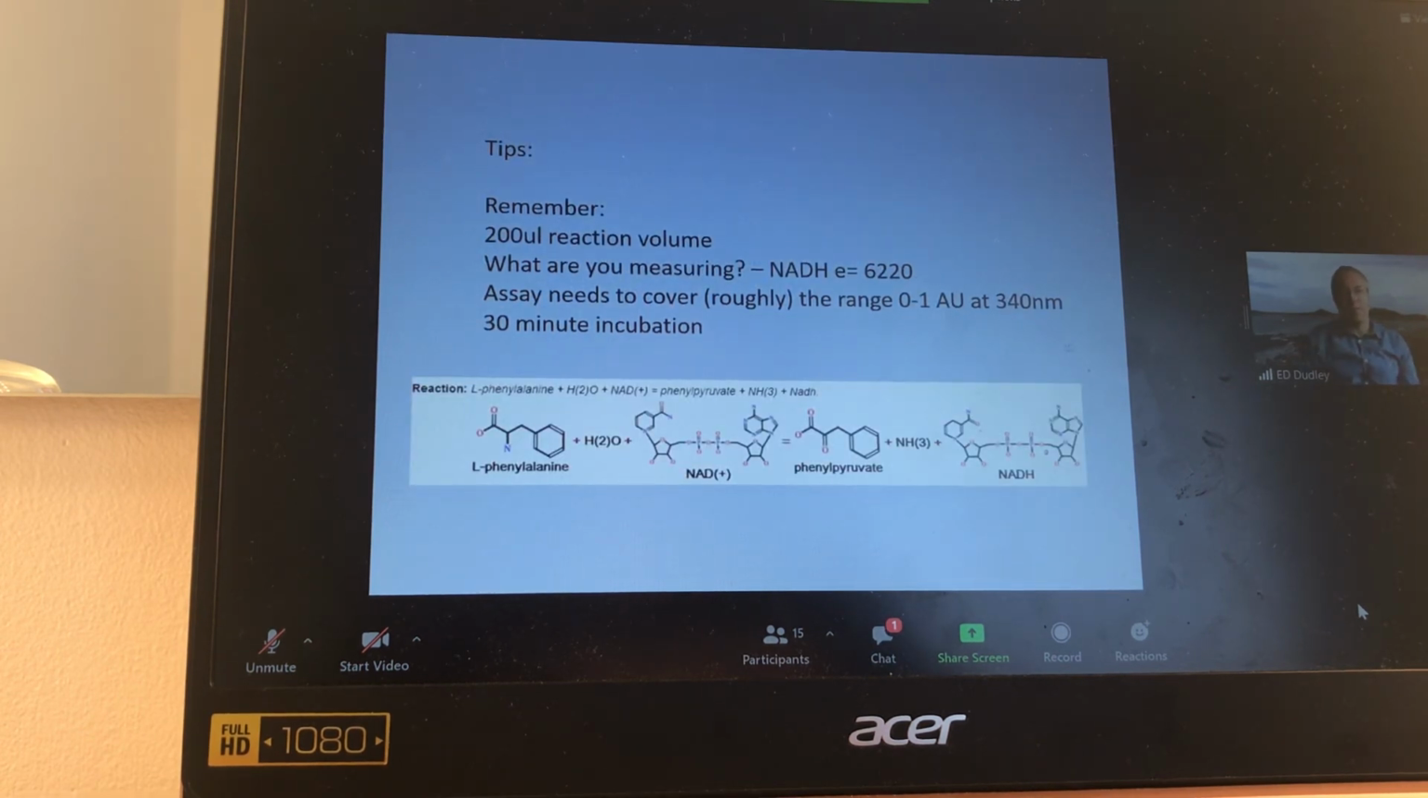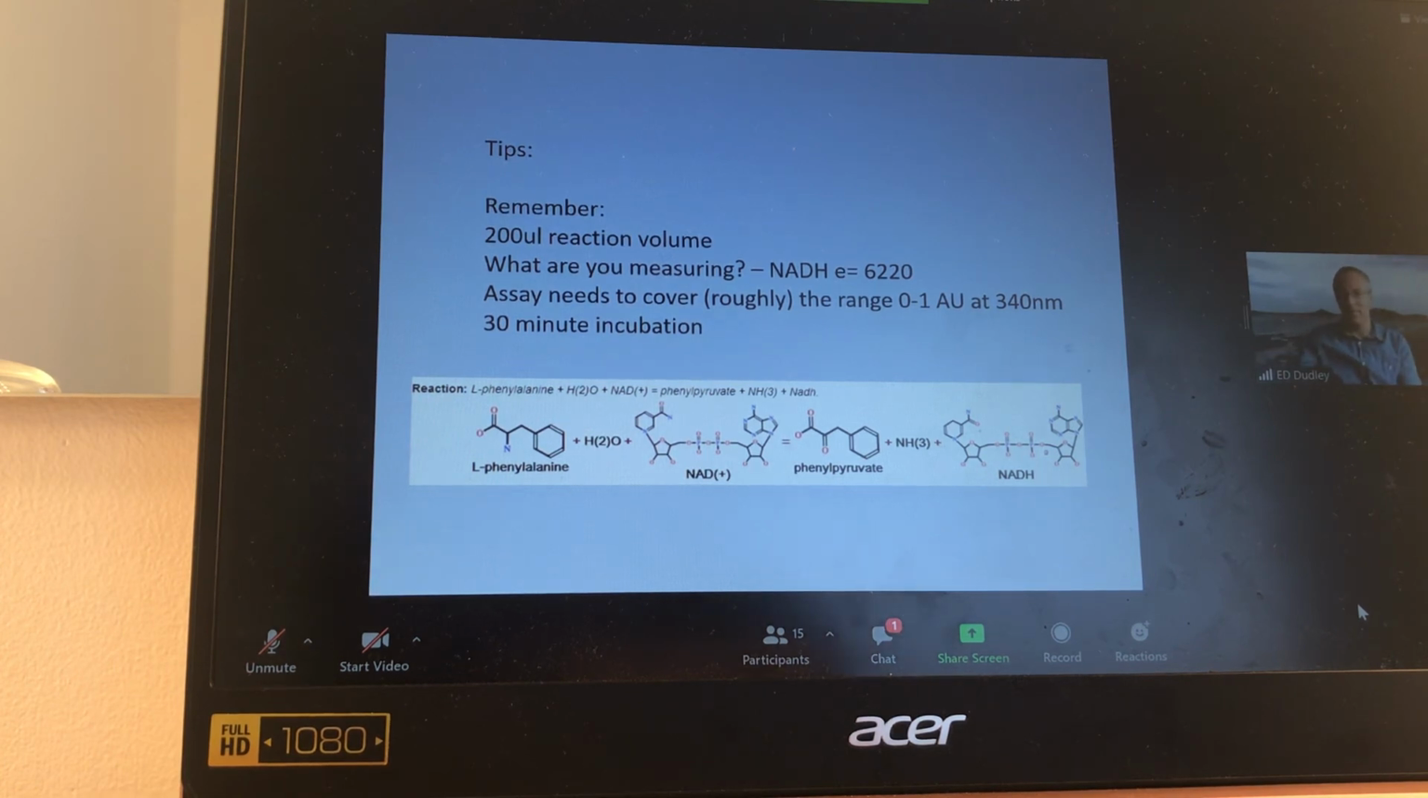So things you need to remember. One is that our total reaction volume is 200 microliters. The second thing is to remember that we're measuring production of NADH by measuring absorbance at 340 nanometers, and NADH has a molar extinction coefficient of 6,220 at that wavelength. And we want the assay to roughly cover the range 0 to 1 absorbance units and have a 30-minute incubation period. Okay, we'll see how this goes.